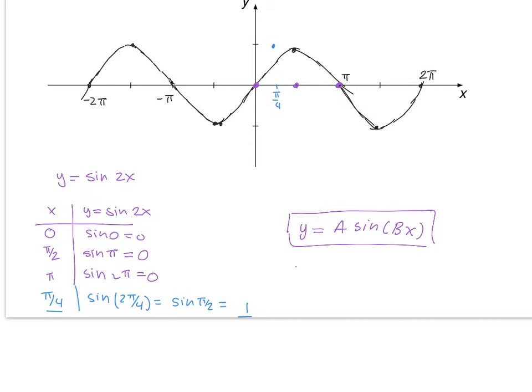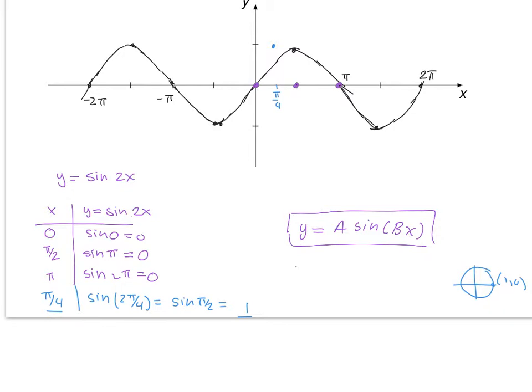Why does sine of 2 pi equal 0? Because on the unit circle, 2 pi corresponds to that point, 1, 0, and sine is the y, so it's 0. Yep.